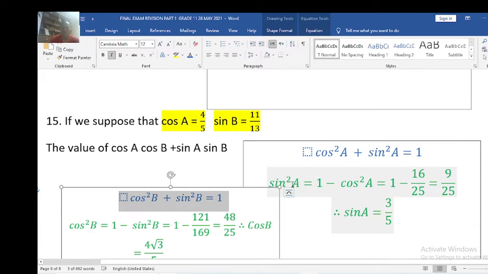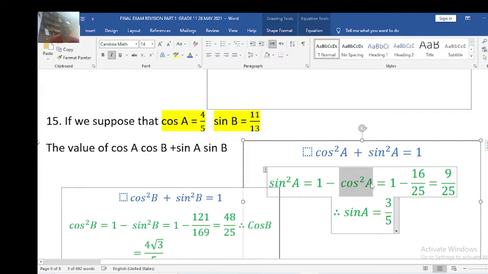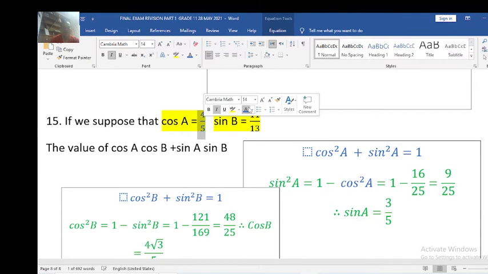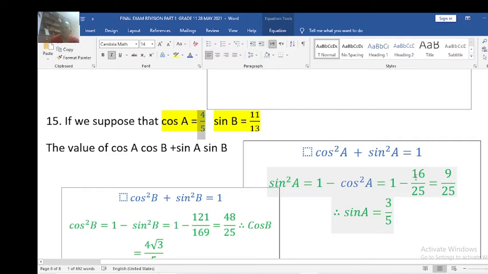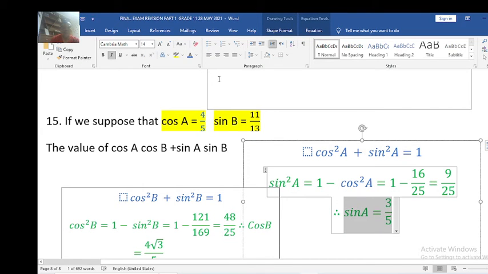So sine squared of A equals 1 minus cosine squared of A, but cosine of A, learners, is 4 over 5. You should square this fraction. It will be 1 minus 16 over 25, which is equal to 9 over 25. So sine of A, as a conclusion, is 3 over 5. Okay, we finished this one.